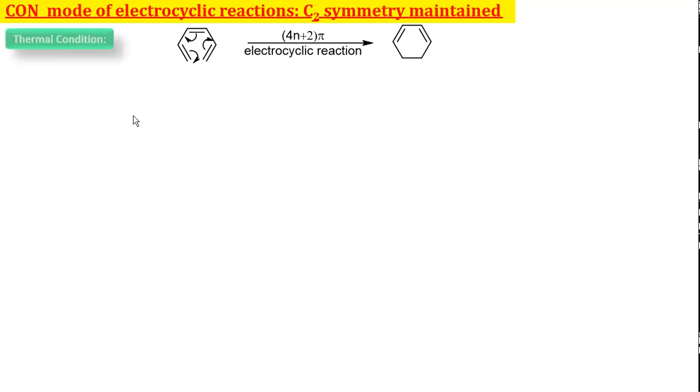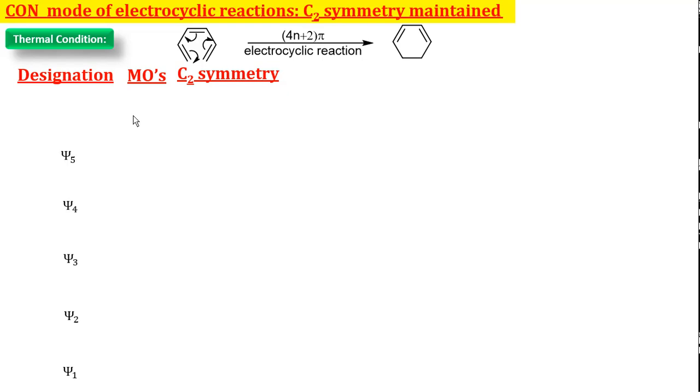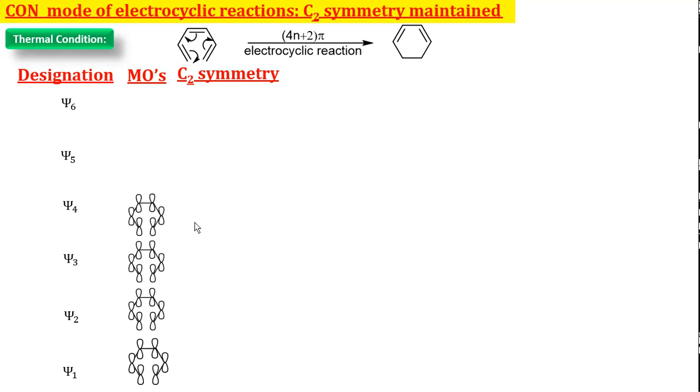So, thermal condition, designation, molecular orbitals, C2 symmetry. The designations are psi 1, psi 2, psi 3, psi 4, psi 5, and psi 6, because 1,3,5-hexatriene has 6 carbons. The 6 carbons have sp2 hybridization, therefore 6 molecular orbitals are present.